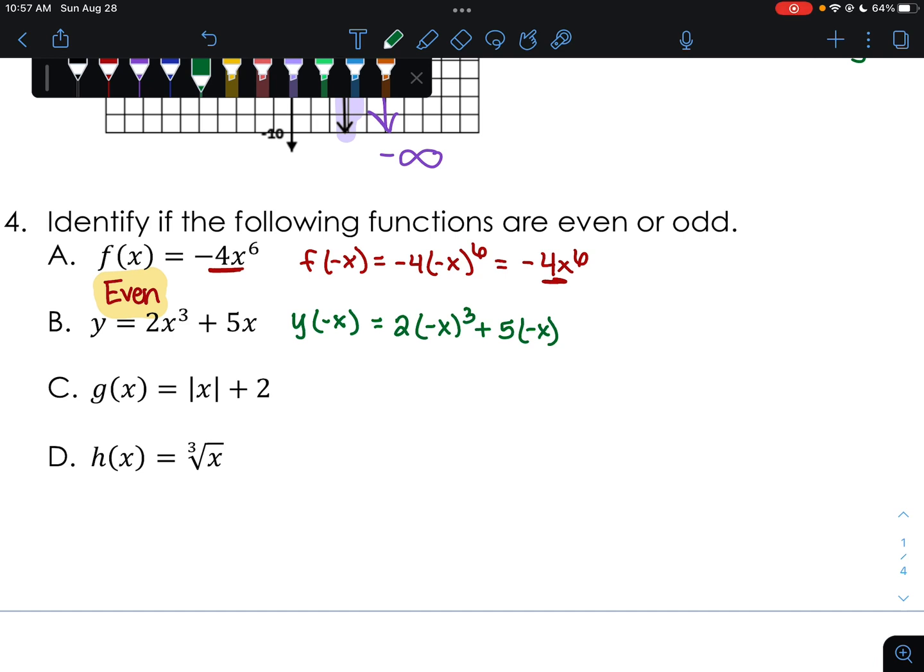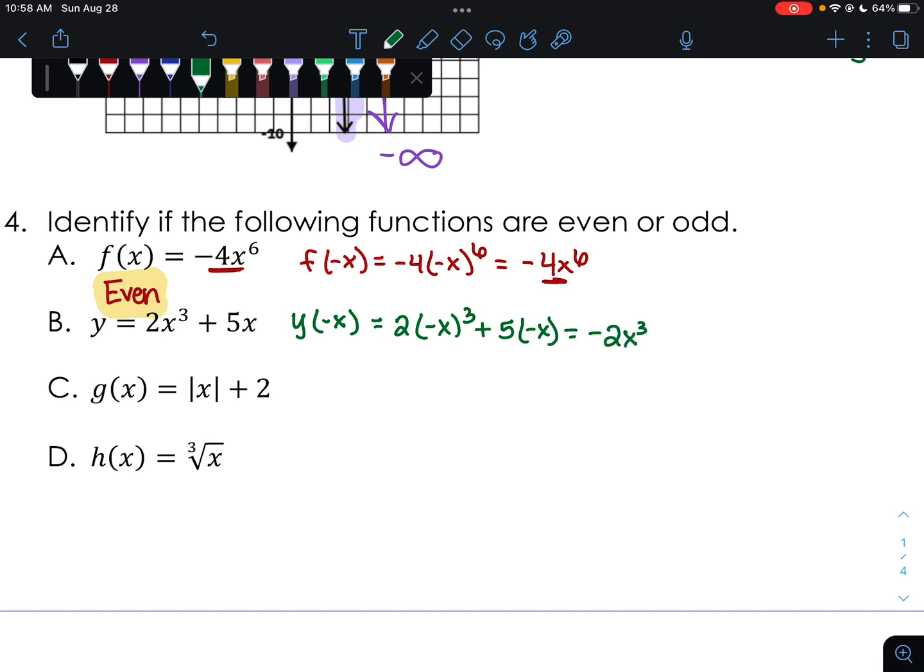So I have a negative number to an odd exponent. A negative number to an odd exponent, the outcome is negative. So negative x to the 3rd power is going to be a negative x to the 3rd power. So if I take that negative x to the 3rd power and I multiply it by a positive 2, that's going to give me a negative 2x to the 3rd power.